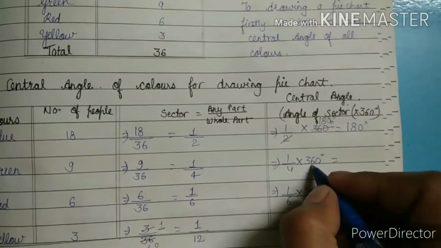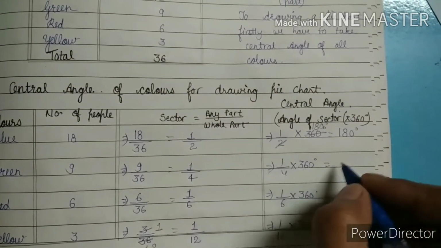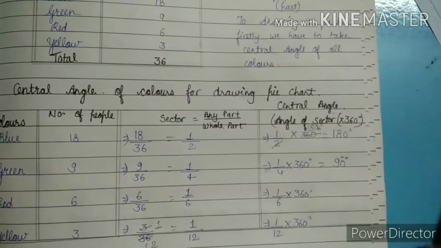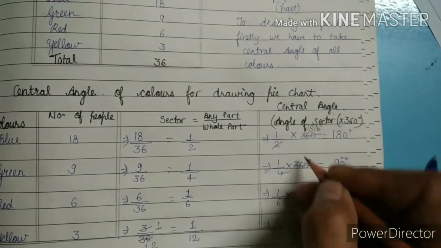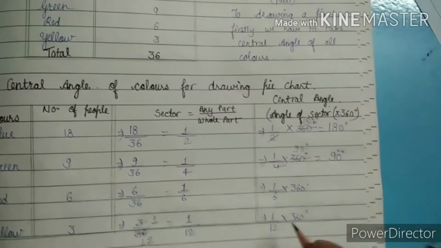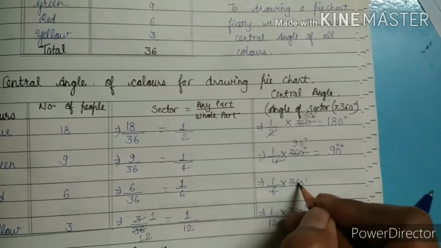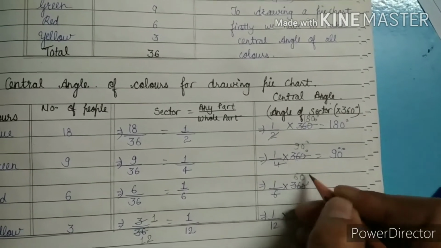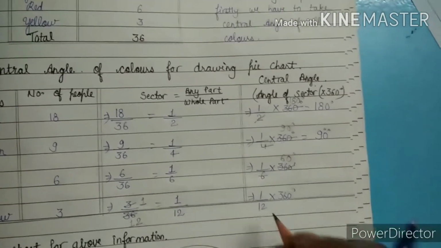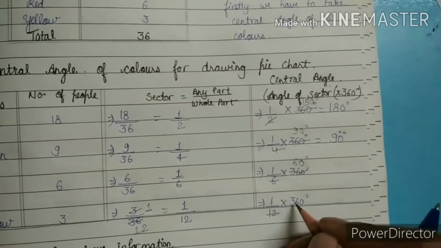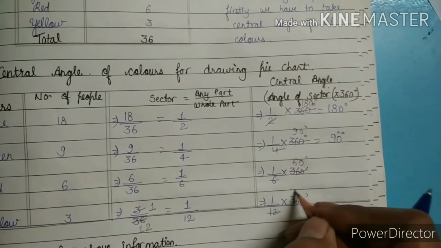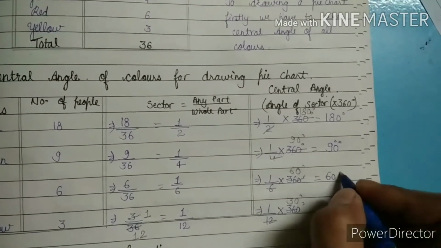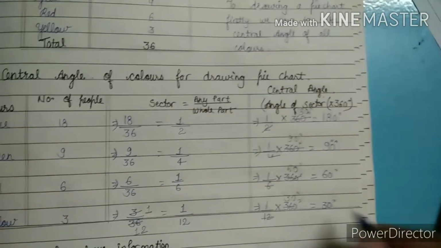Now 36 is coming in the table of 4, 9 times, and 0 is there as it is. When we reduce it from the table of 4, it will give us 90 degree. Same as 36 is coming in the table of 6, 6 times, and when we reduce, 0 will give directly 0. 36 comes in the table of 12, 3 times, and 0 as it is. So this is 60 degree, this is 30 degree.